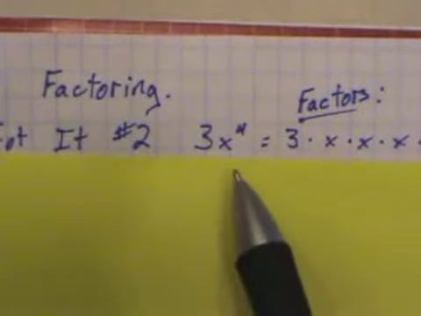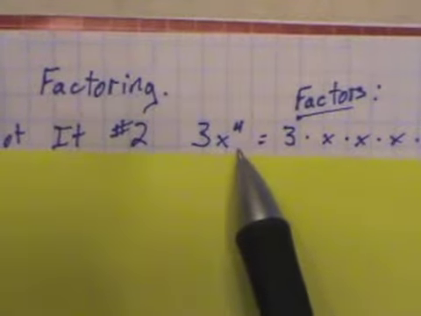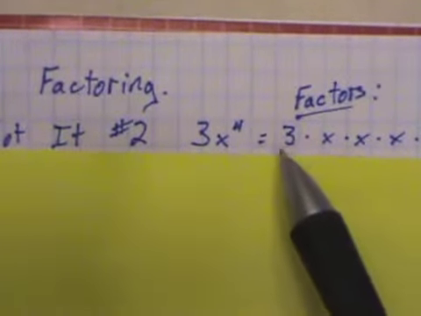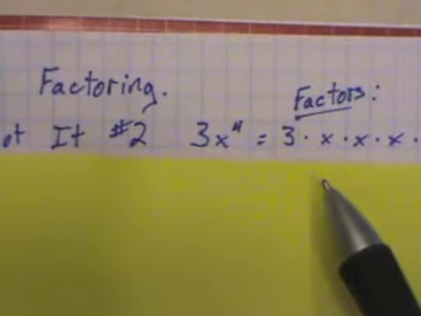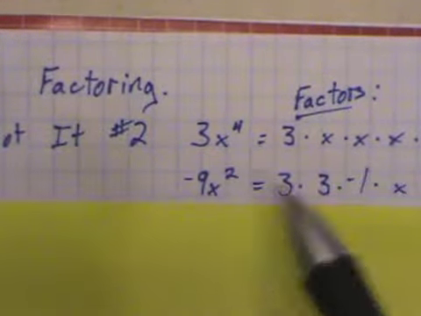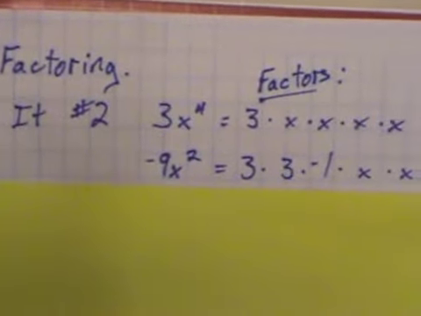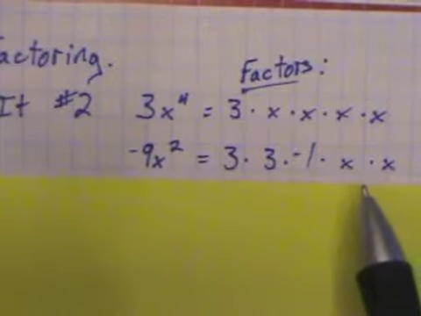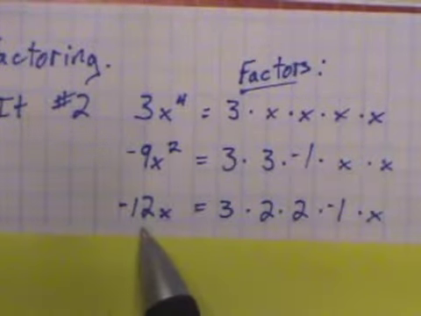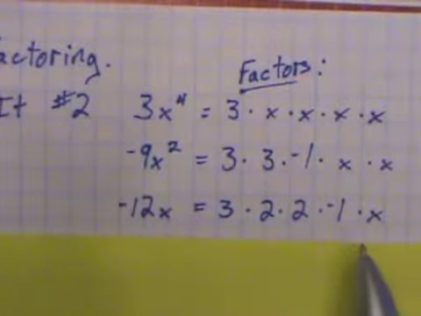Our next step is factoring. How many years have you guys been factoring now? It must be forever. So, if you are given 3x to the 4th and you break it down into all the things that you multiply together to get that, that's what it looks like. If you factor negative 9x squared, it's going to look like this. If you factor negative 12x, it's going to look like this.